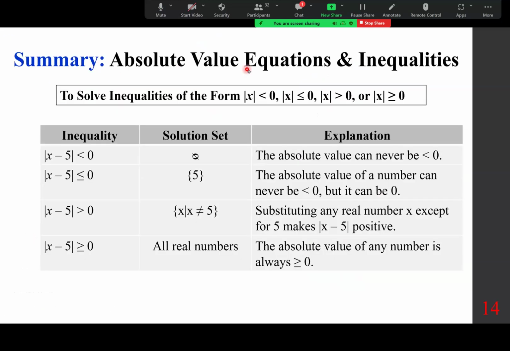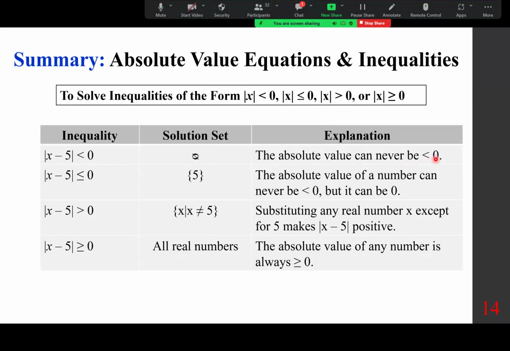Here's the summary for absolute value equations and inequalities. To solve inequalities of the form absolute value of x less than 0, absolute value of x less than or equal to 0, absolute value of x greater than 0, or absolute value of x greater than or equal to 0. By the way, the equality, you just keep the equality. Okay. So the absolute value of x minus 5 less than 0, because it's less than 0, has no solution.